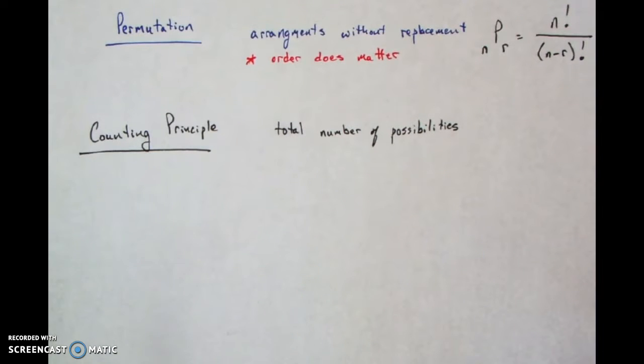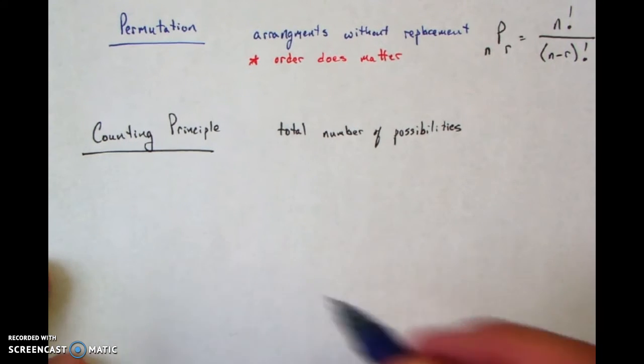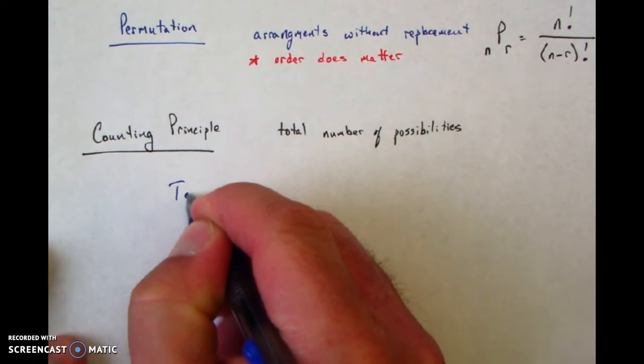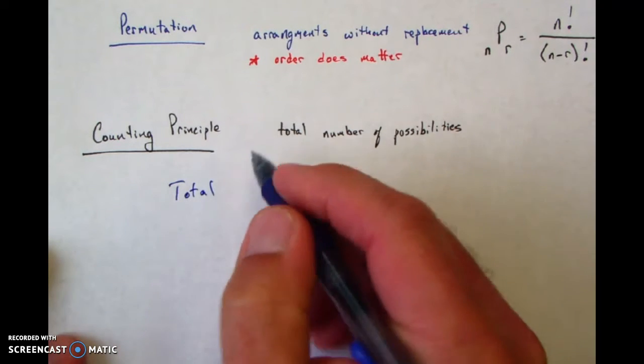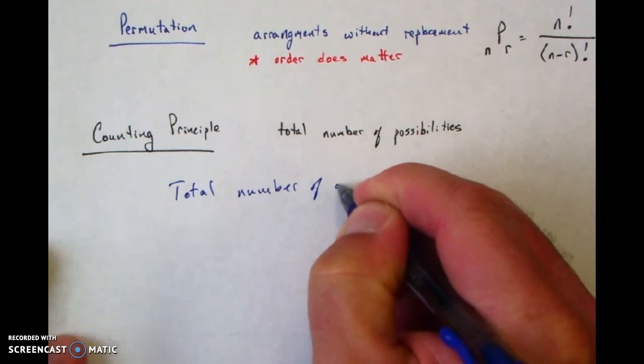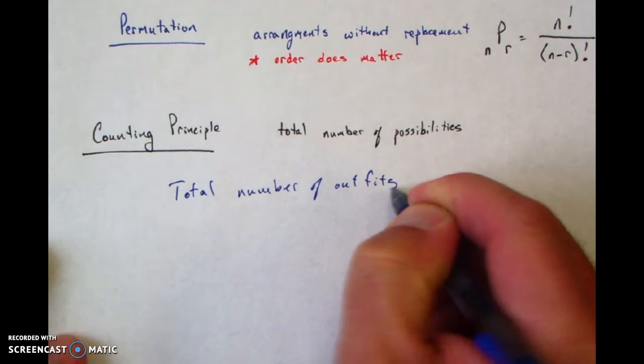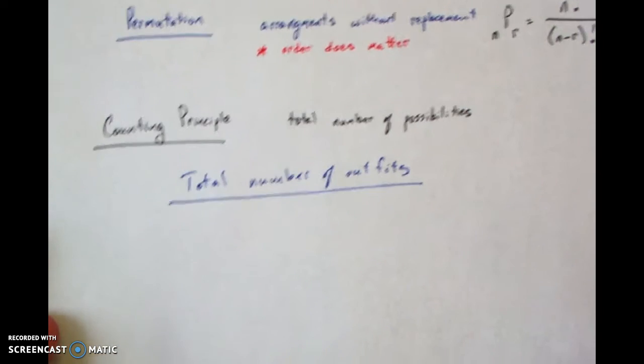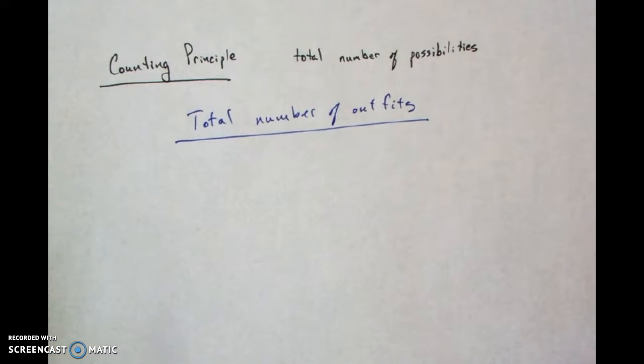Now we're also talking about the counting principle in this section. And remember, with the counting principle, we're talking about the total number of possibilities. So for example, I'm getting ready to pack for a trip, and I want to find out the total number of outfits I have possible. And let's assume that I'm not too worried about whether things are fashionable or not.